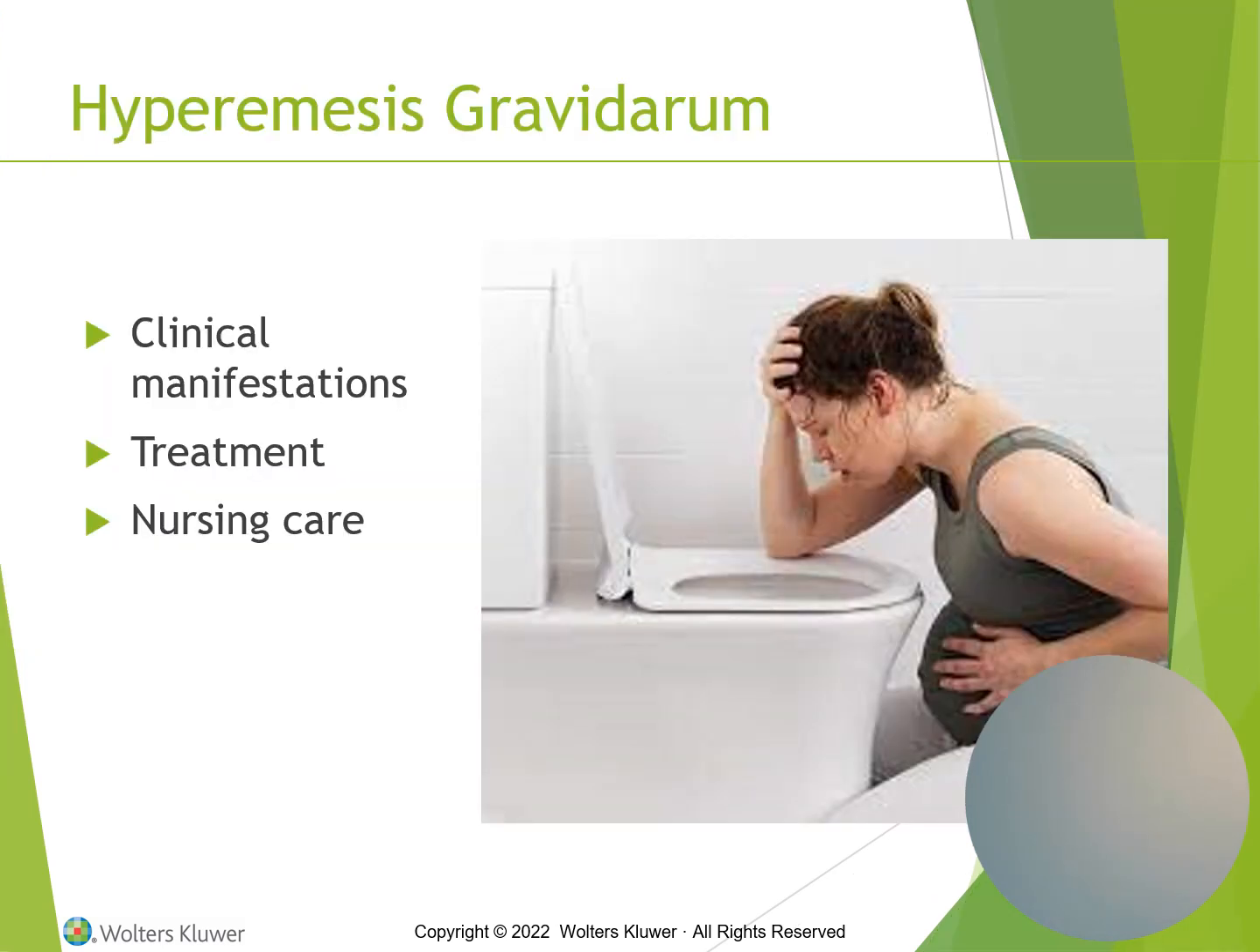So another complication is hyperemesis gravidarum. It is manifested with severe nausea, vomiting, dehydration, weight loss, electrolyte imbalance, especially hypokalemia, and acid-base imbalances that occur in less than 2% of pregnancies. Now, don't confuse this with the more common morning sickness.